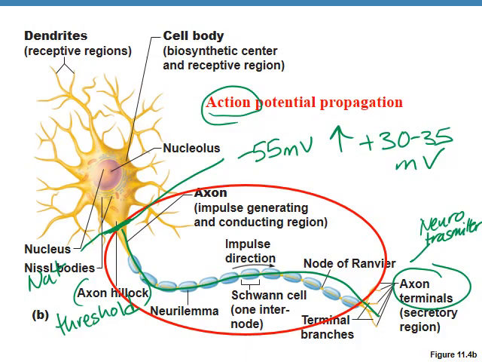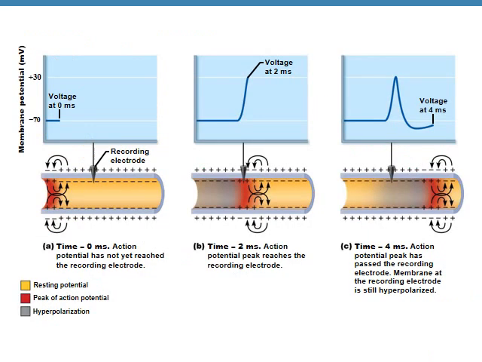So this is called action potential propagation. Once we reach threshold, which is negative 55, tons of sodium gates open and the message is destined to reach the axon terminals at the end. In this figure, they're measuring right here at this electrode point. At this electrode, the neuron is at resting membrane potential, negative 70.